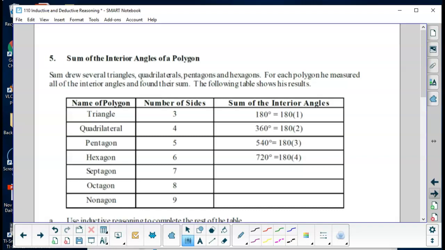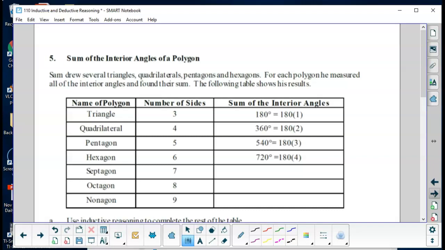Sum of the interior angles of a polygon. This is something that you should already know from junior high, but you might forget some of the bigger shapes. So Sam drew several triangles, quadrilaterals, pentagons, and hexagons. For each polygon, he measured all of the interior angles and found their sum. The following table shows his results. Okay, so triangle, hopefully you remember it adds to 180. Quadrilateral is 4 sides, 360. Pentagon, hexagon, etc. Look at the pattern that's given here.